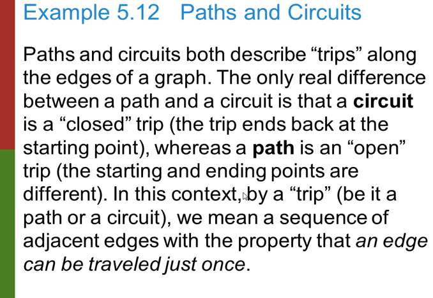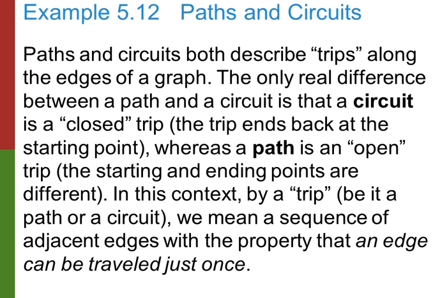So here we go. A path and circuits both describe trips along the edges of a graph. The only real difference between a path and a circuit is that a circuit is closed. That means wherever I start, I got to stop in the same spot. So a circuit, if I start at A, I got to get back to A. Whereas a path is open, I just start someplace and go someplace, and that's perfectly okay.